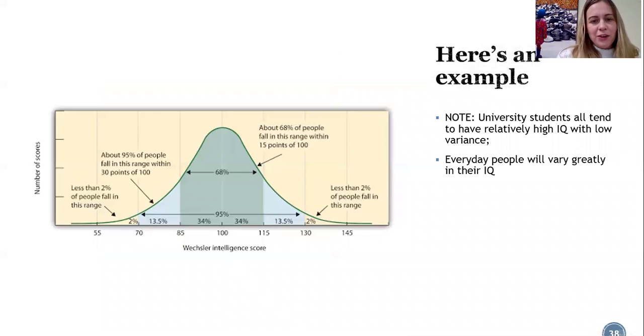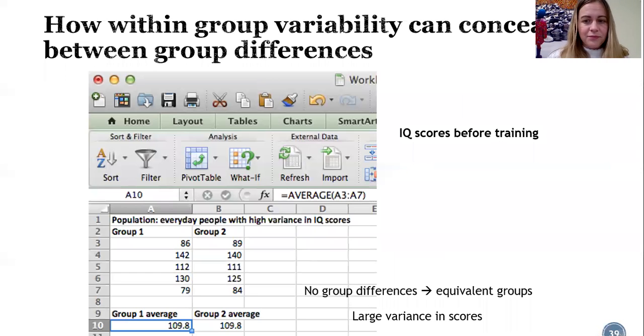In this case, though, we've recruited people from downtown St. Catharines, so we're going to have much larger variability in their scores. There's going to be some people who are going to score really low, and there's going to be some people who score really high. The average is still going to be 100, but there's going to be a larger range, more individual differences. Let's see how those individual differences impact our ability to see a group difference.